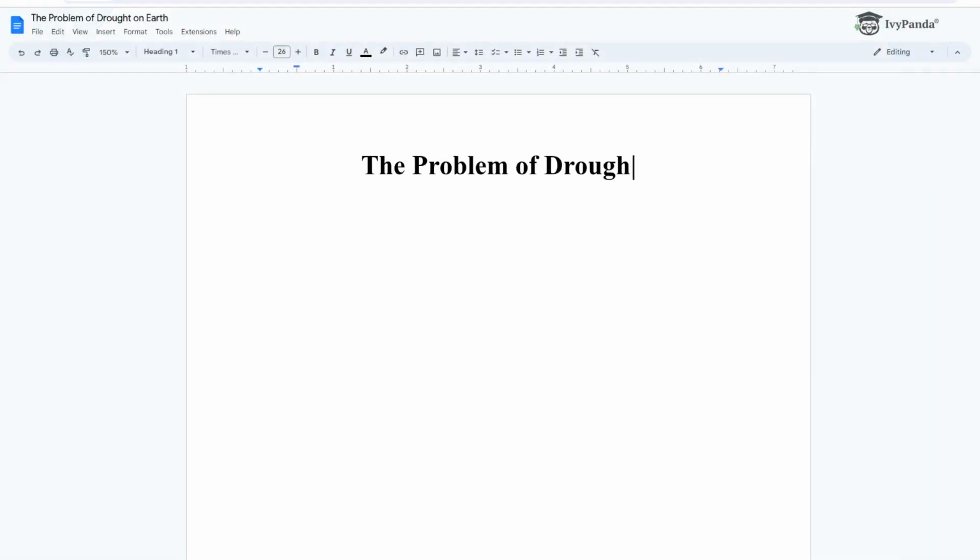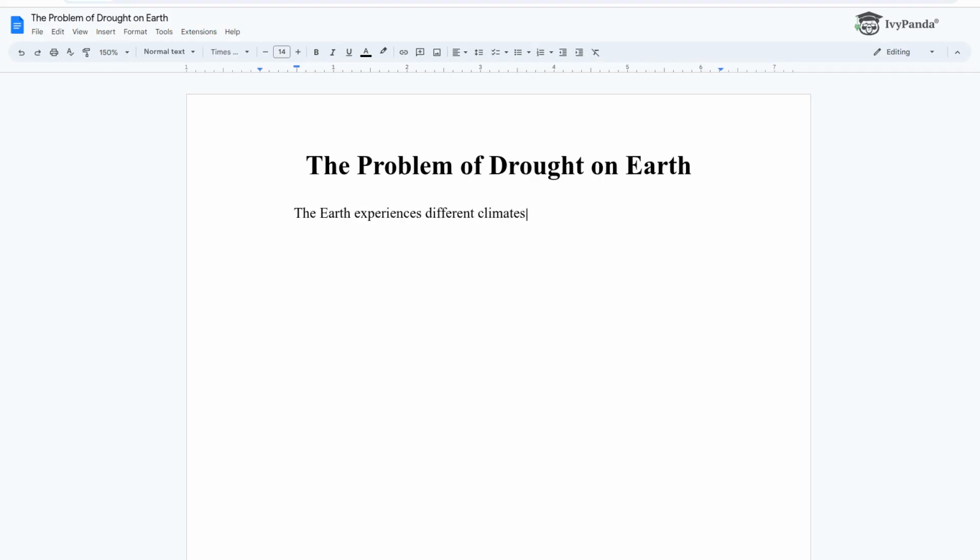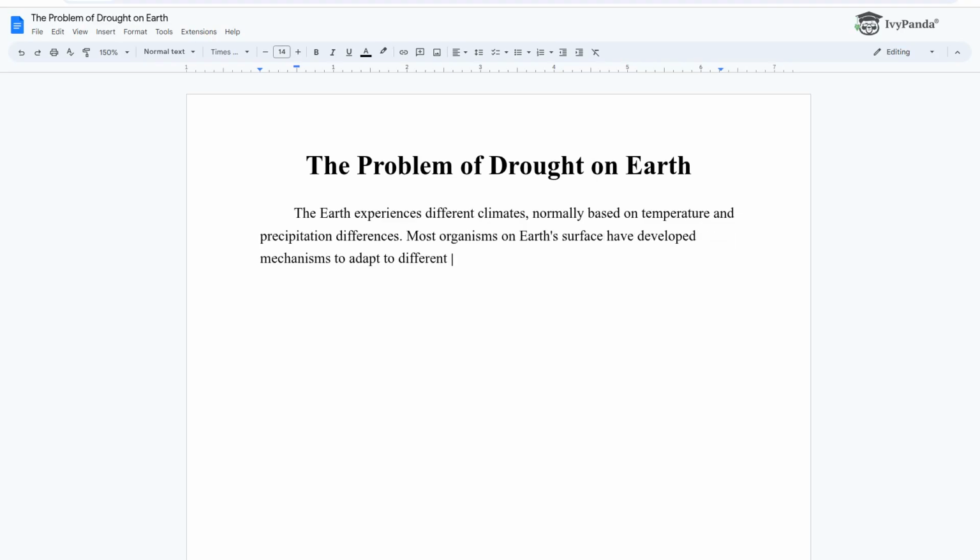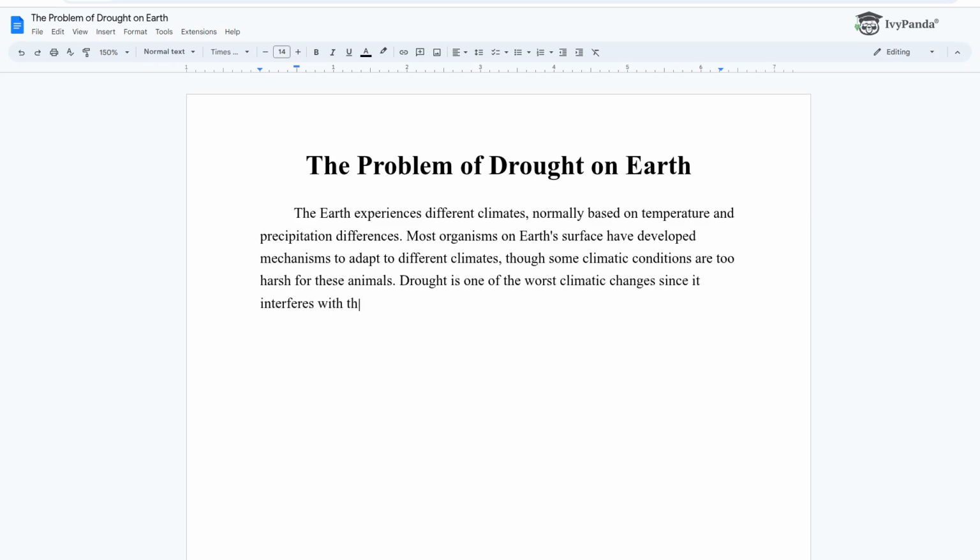The problem of drought on Earth. The Earth experiences different climates, normally based on temperature and precipitation differences. Most organisms on Earth's surface have developed mechanisms to adapt to different climates, though some climatic conditions are too harsh for these animals. Drought is one of the worst climatic changes since it interferes with the water cycle and every living thing found on the Earth's surface.